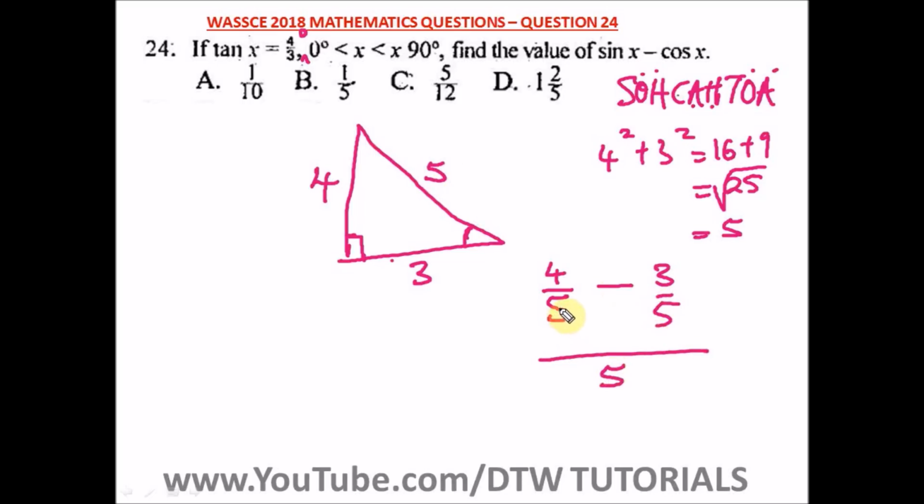We have over 5. This is 5 and 5 is 1 times 4, we have a 4, minus 5 and 5, 1 times 3 is still a 3. And what is 4 minus 3? 4 minus 3 is 1 over 5 here. So our answer is 1 over 5, and our right option is option B.